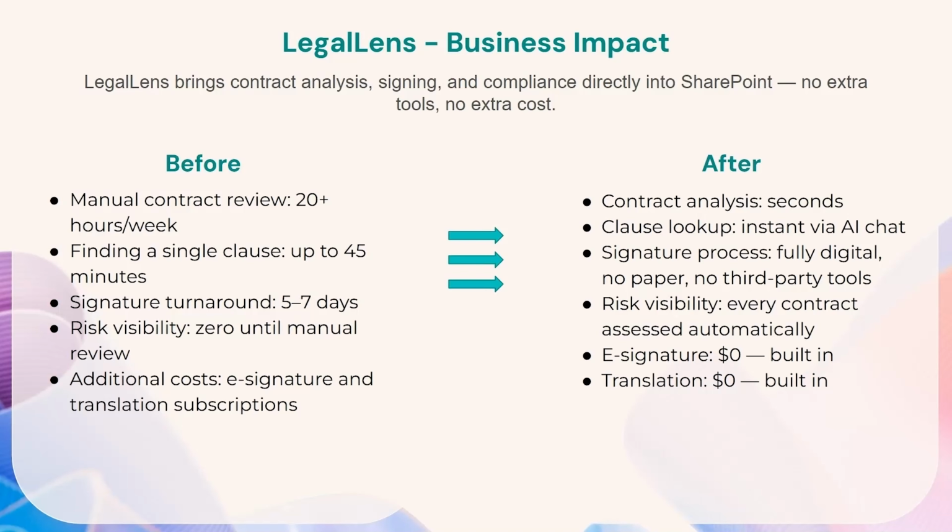And here is what this means in practice. On the left is the traditional workflow. Hours of manual review, days waiting for signatures, additional costs for signing and translation services. On the right, with LegalLens, analysis happens in a couple of seconds, signing is fully digital with no third-party tools, and there are no additional licensing costs. Everything runs on the infrastructure you already have.